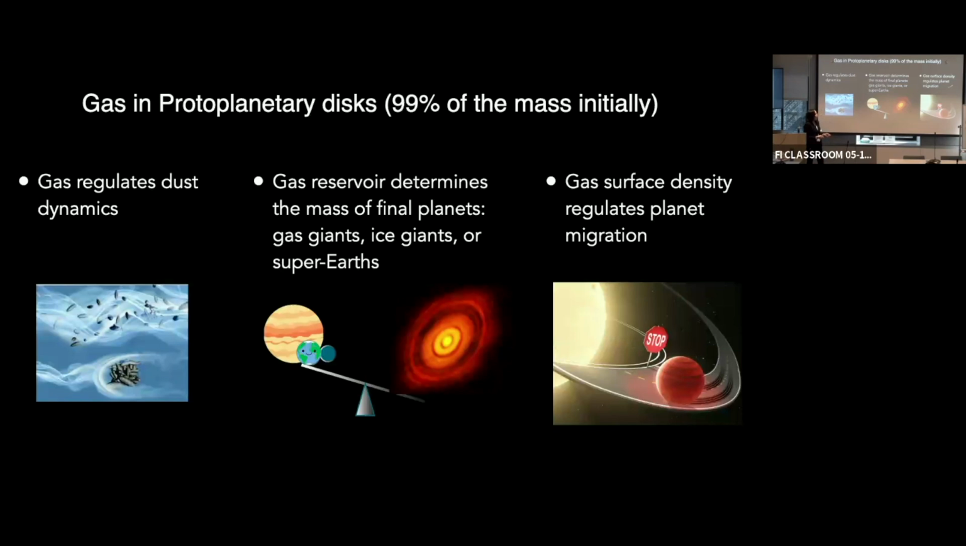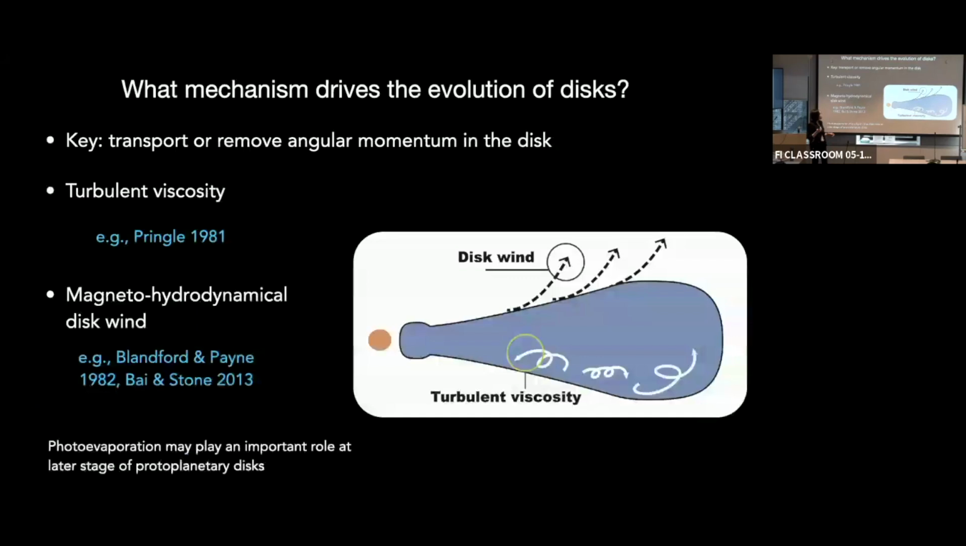And finally, after planets formed, they may migrate across the disk. How they migrate, at what speed, in what direction, also depends on the gas distribution in the disk. So in every fundamental step of planet formation, we want to know how the gas is distributed across the disk to get our knowledge about how planets form.